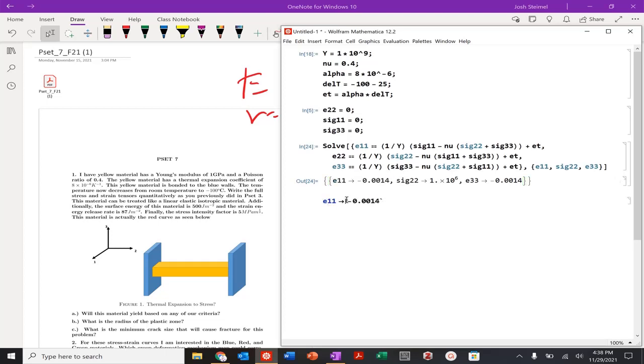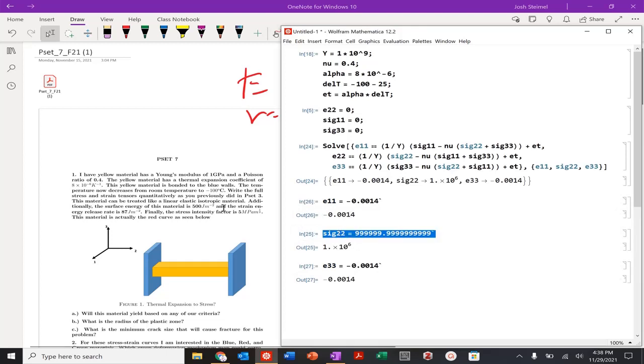So E11 is this, sig22 is this, really the only value I care about, and E33 is this. Makes sense. Fantastic. Negative, they should be contracting. So this is the stress that I am applying to this material.